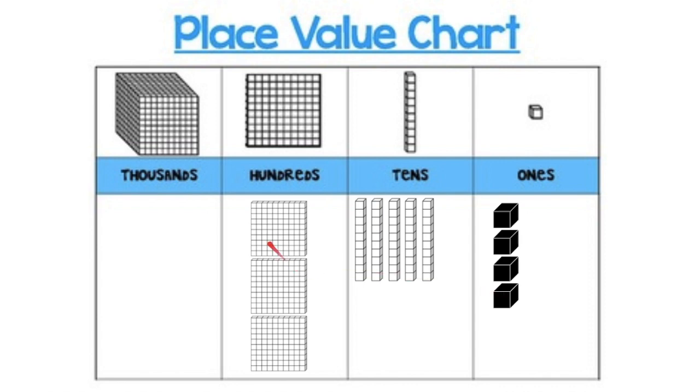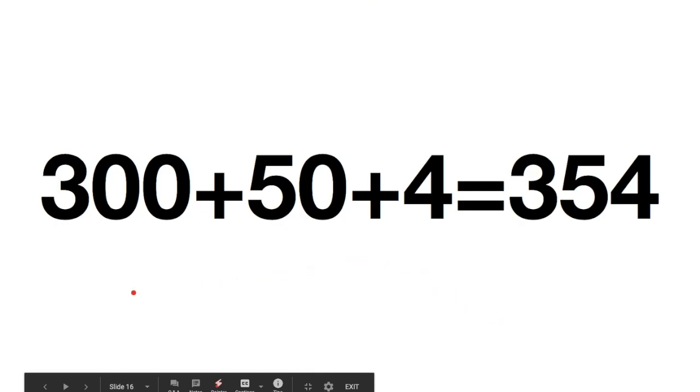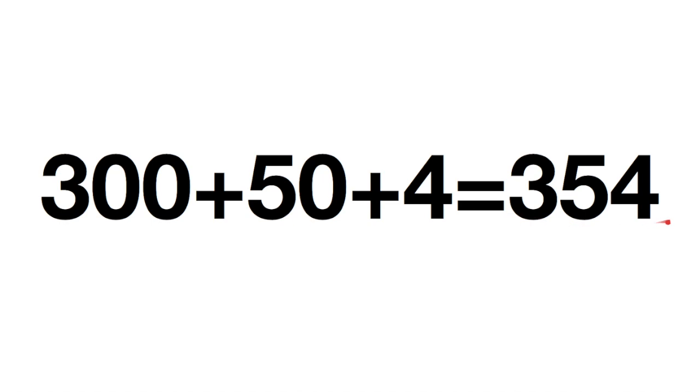So that would give us a total of 354. 3 hundreds, 5 tens, and 4 ones. Here's how you guys would draw it. Just draw squares for hundreds if you need to draw it to help yourself. 354, or 300 plus 50 plus 4 is 354.